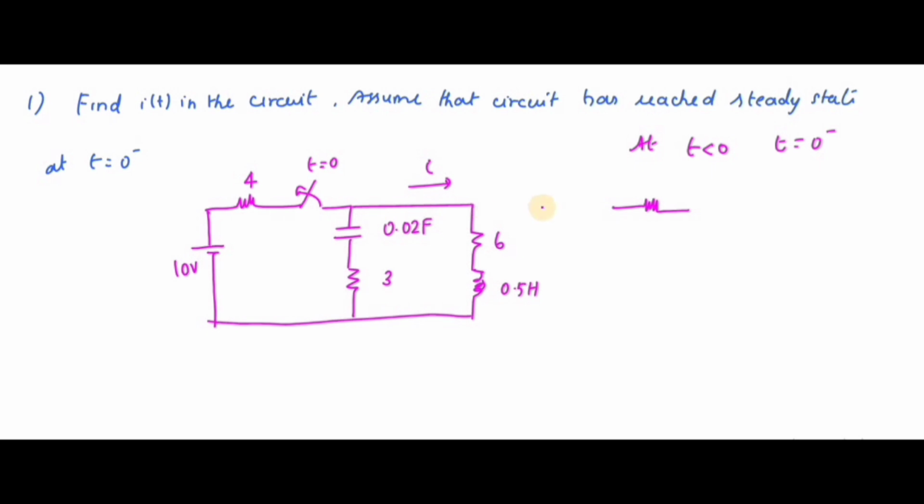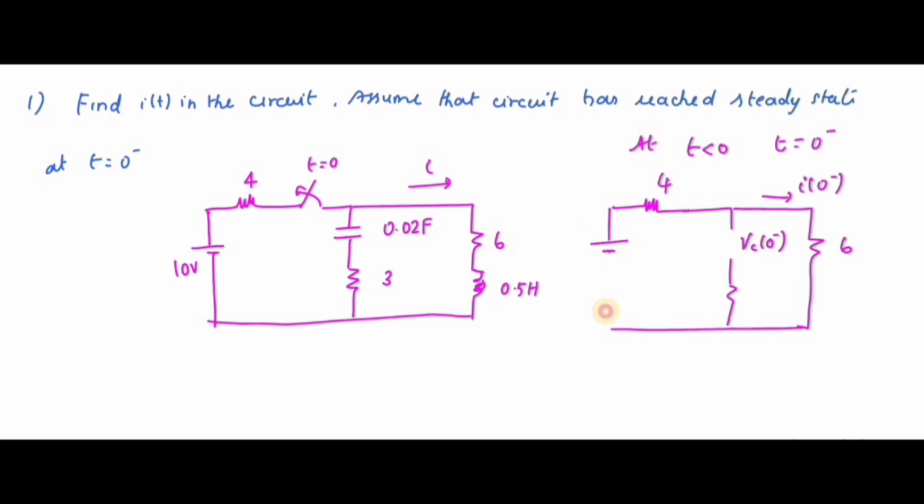At t equal to 0 minus, what should I do? If I have a capacitor, I need to open circuit the capacitor. And if I have an inductor, I need to short circuit it. So if I open circuit the capacitor, there is no use in drawing it. This is your v_C of 0 minus, and the current flowing through this inductor is i of 0 minus.